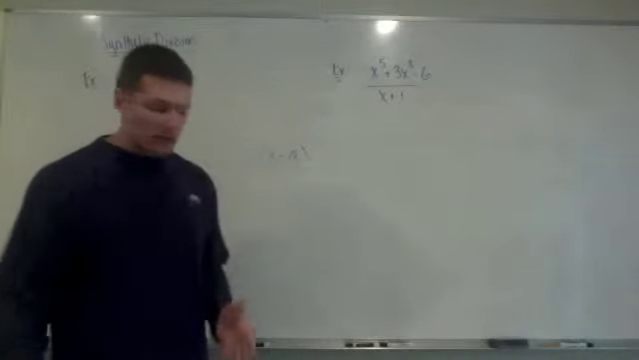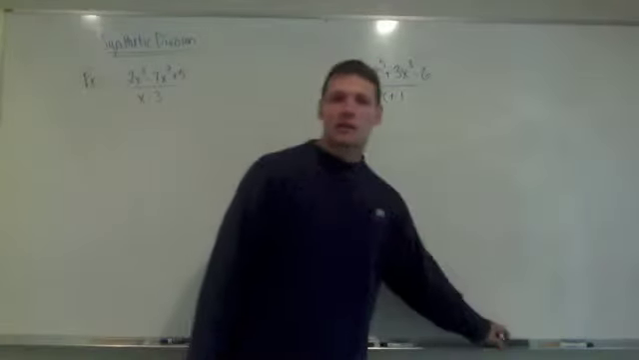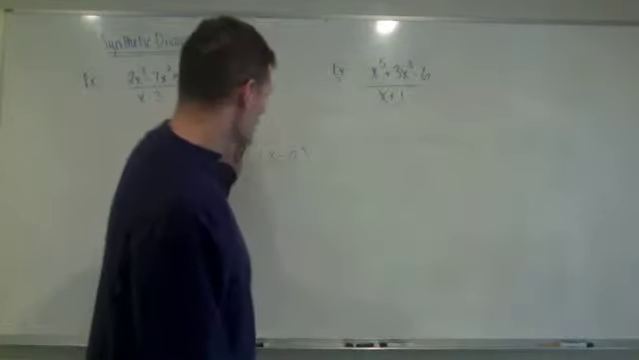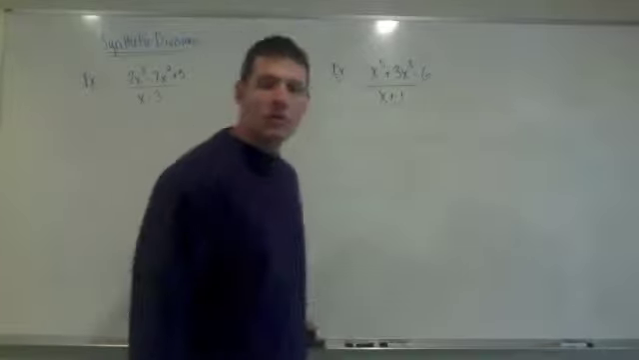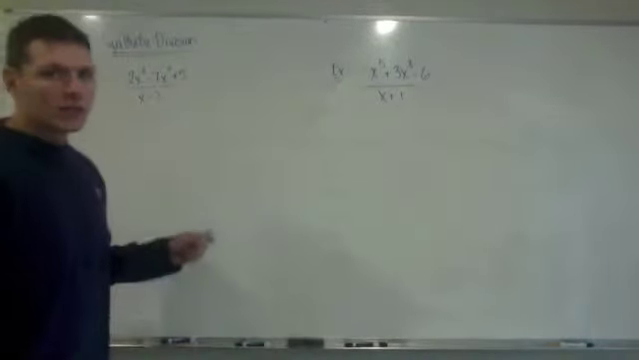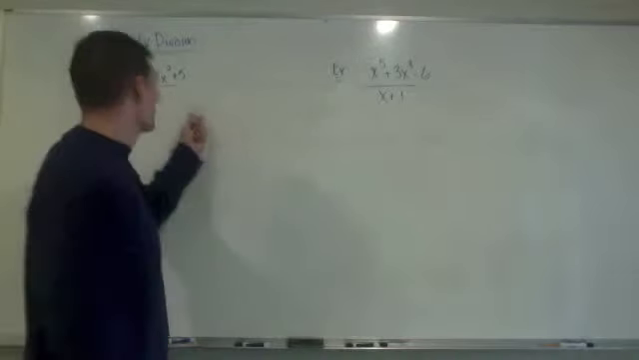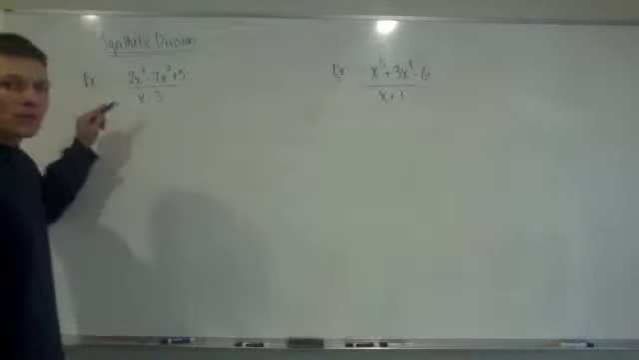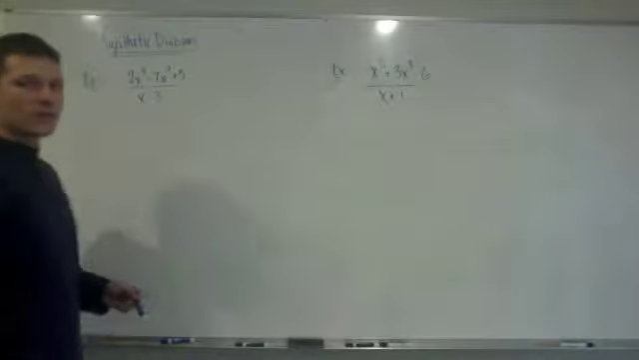Now, synthetic division is just easier. Okay? It reduces the amount of writing you have to do. It's basically the same process, but it reduces the amount of writing, and you can make the process much, much quicker. So let's take a look at synthetic division on this first one. I've got 2x cubed minus 7x squared plus 5 divided by x minus 3.